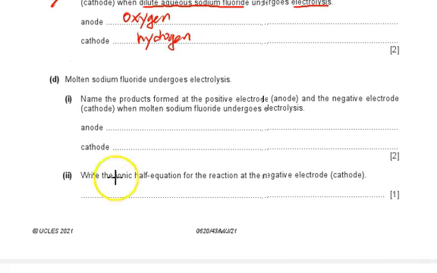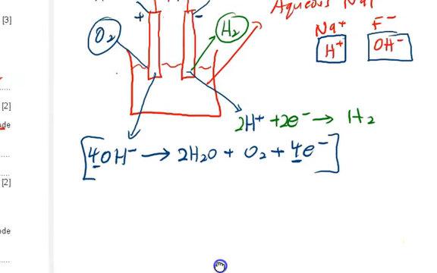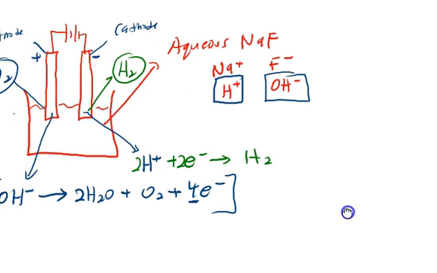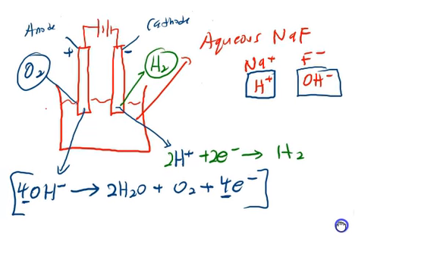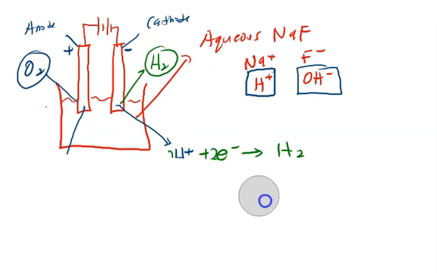Okay, molten sodium fluoride undergoes electrolysis. If it is molten, you do not have the water ions. Okay, so now let us do the same experiment again. Okay, now it's molten. So let me erase this.